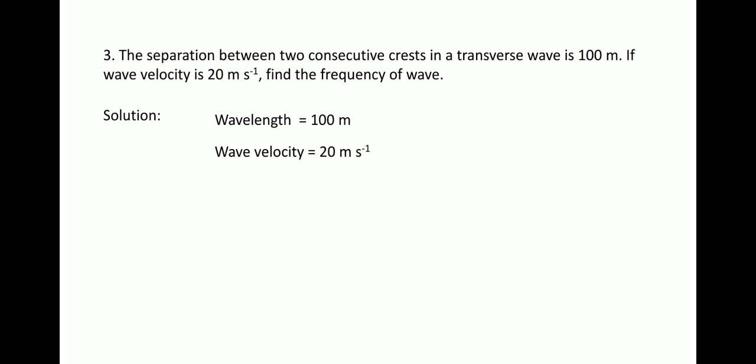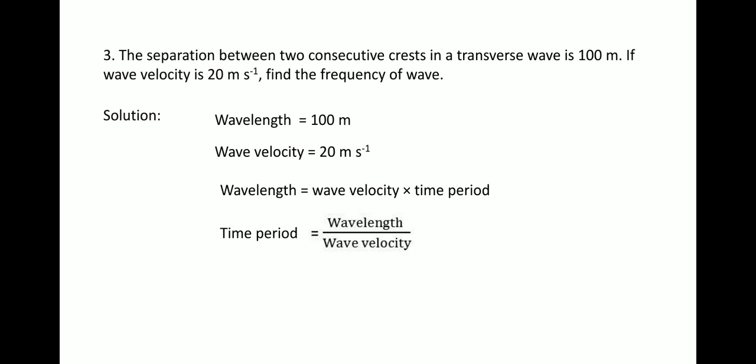And in the previous video we have learned that wavelength is equal to wave velocity into time period. This is like distance is equal to speed into time. This means that time period will be equal to wavelength divided by wave velocity. Alright. So what is the wavelength over here? It is 100 meters and wave velocity is equal to 20. So it is 100 divided by 20, which is equal to 5 seconds. So the time period is equal to 5 seconds.